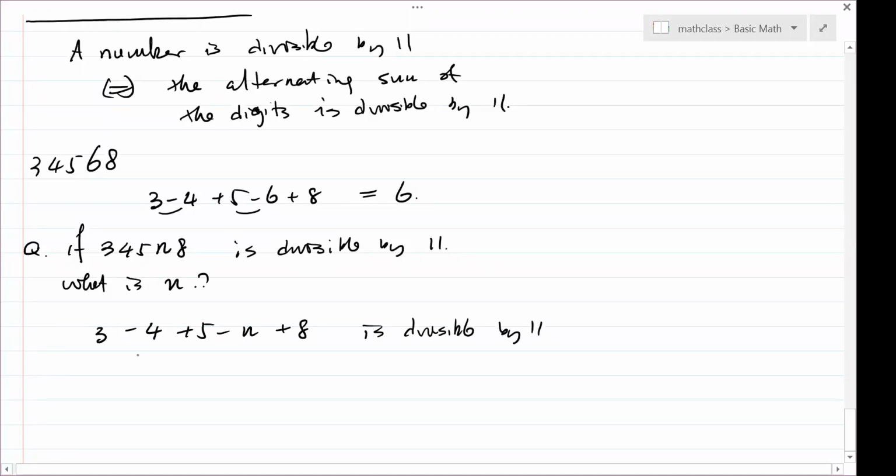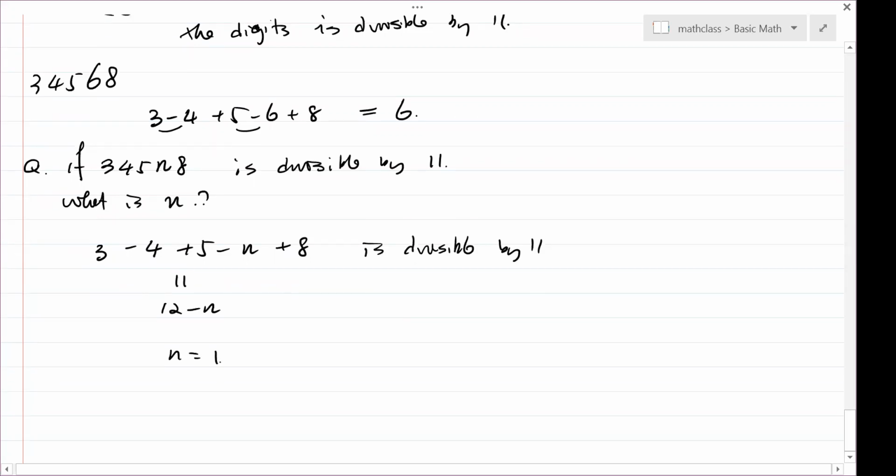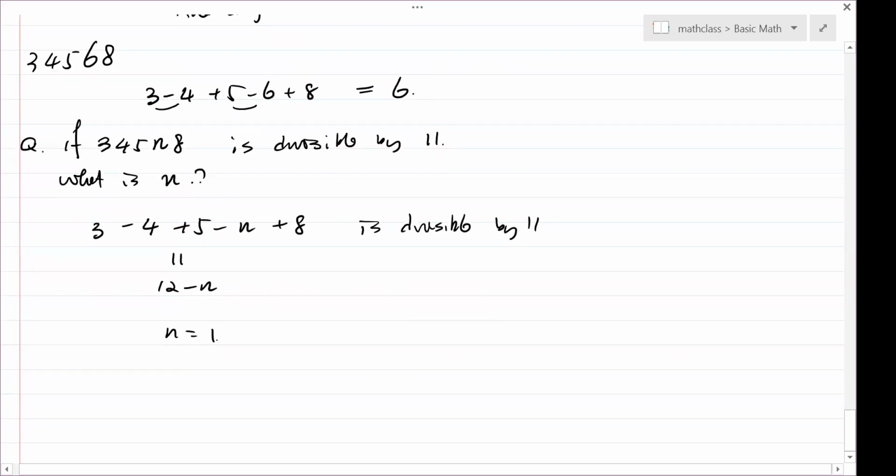So let's look at it. It is going to be 12 minus n. So what is the possible value for n? N could be 0, 1, 2, all the way to 9. So this is divisible by 11 if and only if n equals 1. So you get only one such number divisible by 11, because 12 minus 1 is going to be 11.